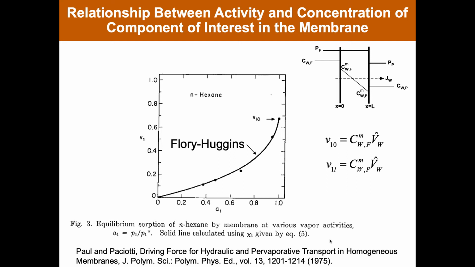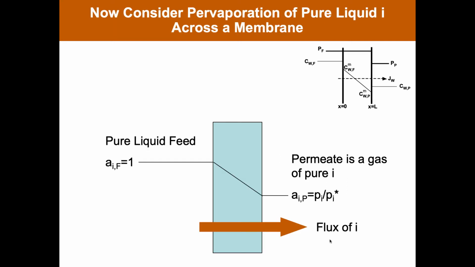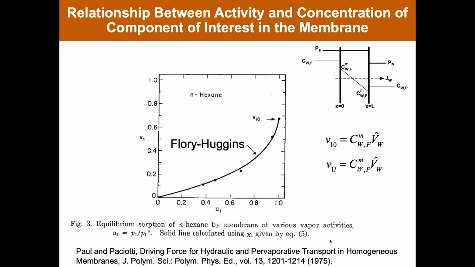There are very simple relations that we've talked about that give the relationship between the concentration of a component of interest, in this case hexane, but it can be water or any other component, in a polymer as a function of activity. I've shown a case for hexane sorption in a rubber, and so something as simple as the Flory-Huggins equation can be used to capture that relationship to give the concentration of the penetrant in the upstream side of the membrane.